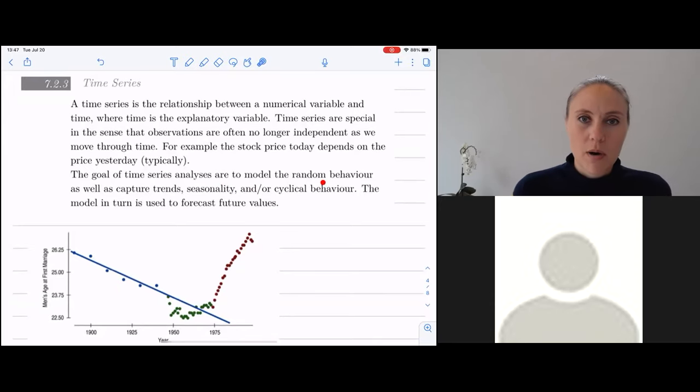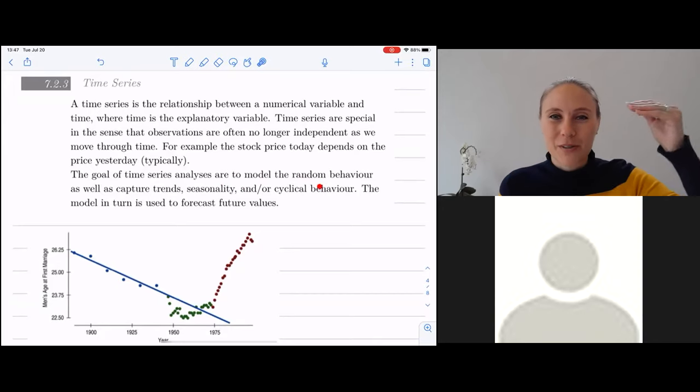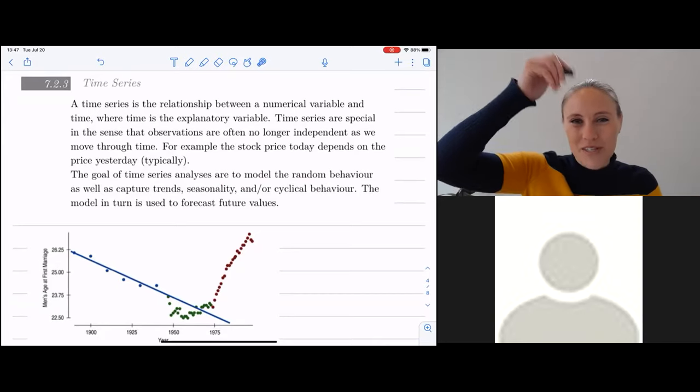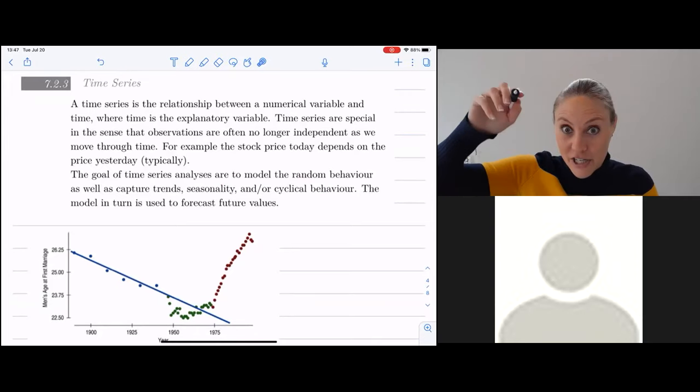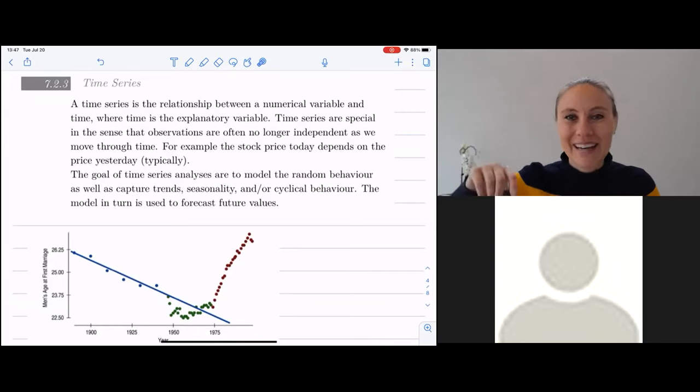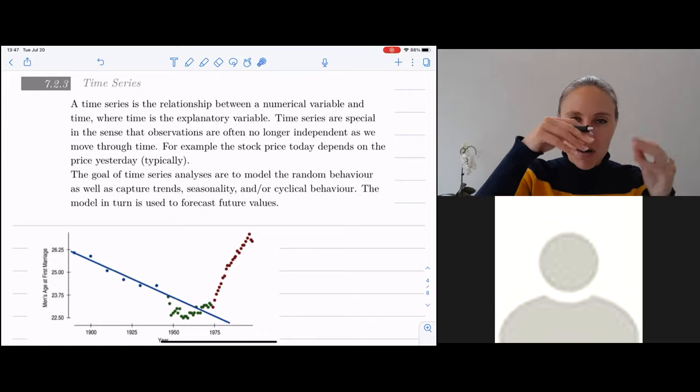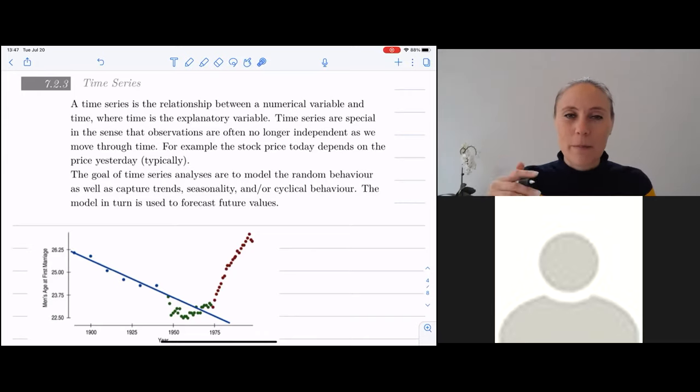But they're all trying to model that random behavior, right? We've all seen the stock prices, up, up, up, up, up, up. They're going up, up, up, shaky, shaky, shaky, up, up, up, and then shaky, shaky, down, down, down, ugh. And then shaky, shaky, up, up, up, right? And so we're trying to model that kind of vibration there.